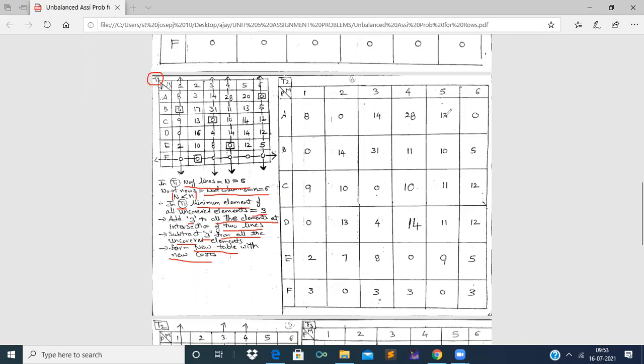14, 0. In the fifth row, the elements are not covered by the lines. Therefore, we have to subtract 3 from 20. We get 17. 13 minus 3 is 10, right? 14 minus 3 is 11.